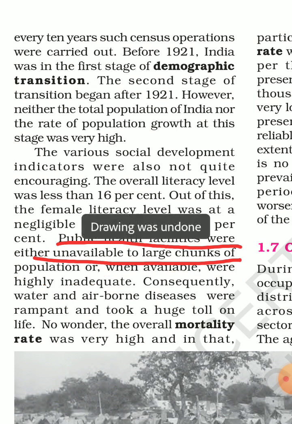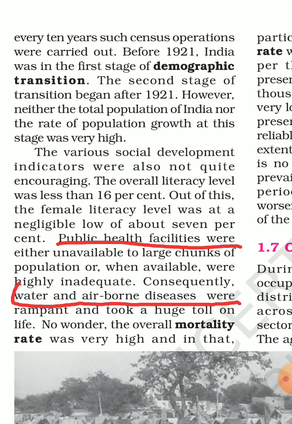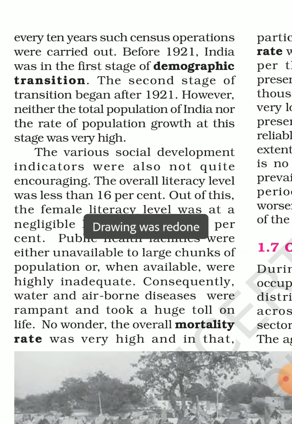Okay, so what happened because of this? Consequently, waterborne and airborne diseases were rampant. Means there were high cases of waterborne and airborne disease, and because of that, the overall mortality rate was very high. Because public health facilities were not adequate, this led to an increase in waterborne and airborne disease, and because of this the mortality rate was also high.